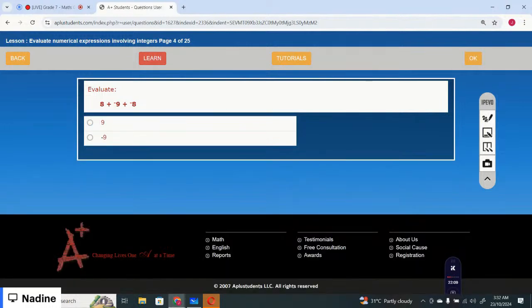Evaluate 8 plus -9 plus -8. So which is the correct option? So 8 and -8 cancel out each other, right? So you are left with -9. The correct option is -9. Option number 2 is the correct option because 8 and -8 makes 0. So you are just left with -9.